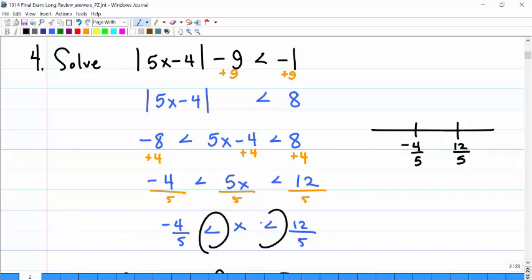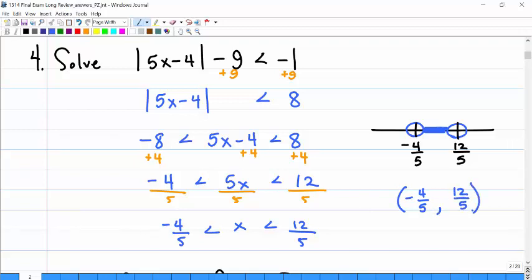Since I do not have equal to's, those numbers are going to be open circles. And I want all values in between those two numbers. So my shaded region is here. In interval notation, my answer would be negative 4/5 with a parenthesis, comma, 12/5 with a parenthesis.